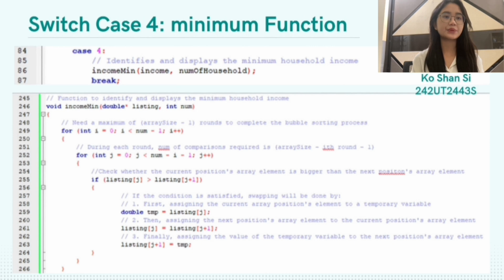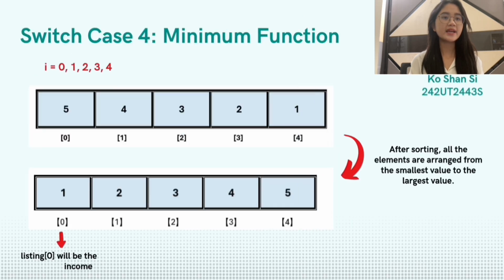I will now explain how to determine the minimum and maximum income in case 4 and case 5. So in case 4, first we need to sort an array in ascending order. As Shenxing explained just now, we can use the bubble sort algorithm, which rearranges the elements from smallest to largest. For example, if the original array is 5, 4, 3, 2, 1, after sorting it becomes 1, 2, 3, 4, 5. When we have an array of size 5, indices are 0, 1, 2, 3, 4.